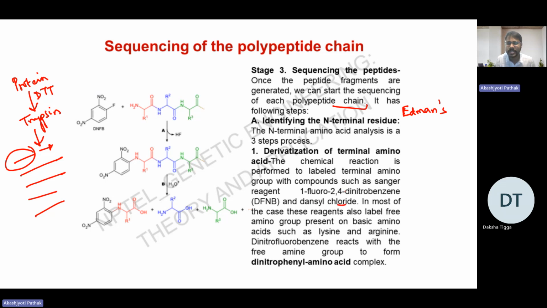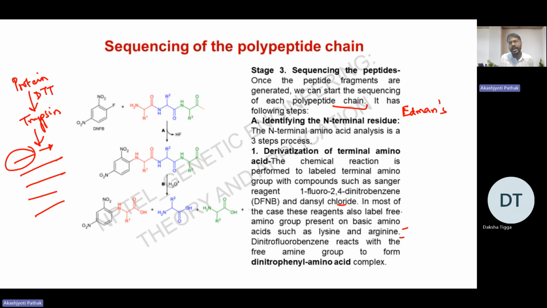These chemical reagents are very specific, in the sense that they will only react with the terminal amino acid. So one by one, each of your amino terminal residues will form bonds with these chemical reagents, and then you can identify the amino acid residues which are present at your N-terminal end. These reagents also label free amino groups present on basic amino acids such as lysine and arginine.